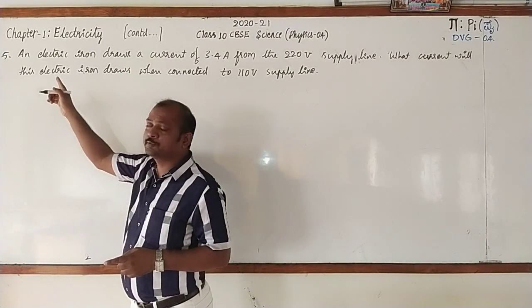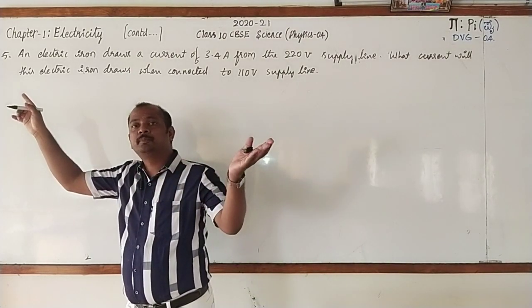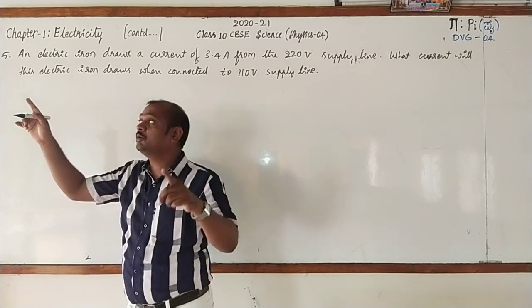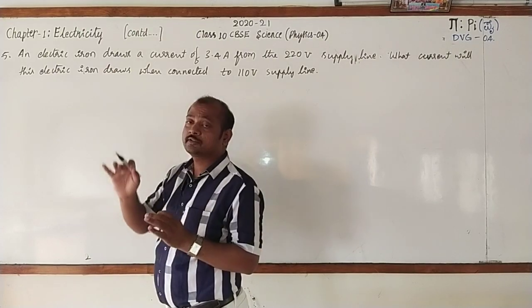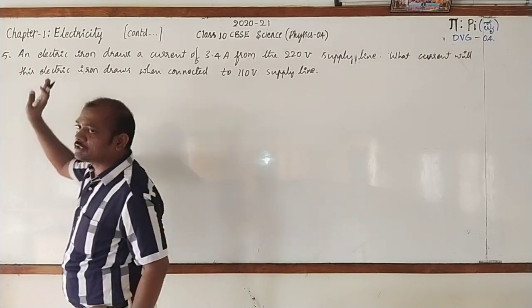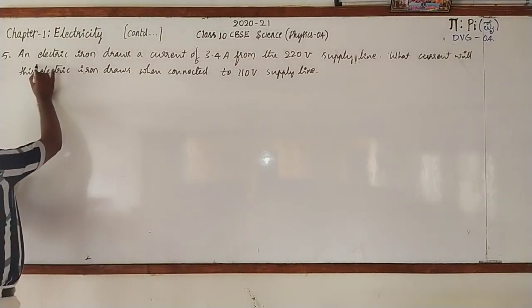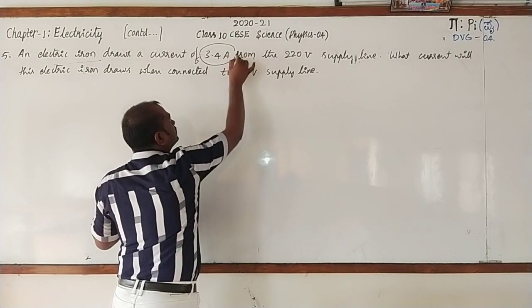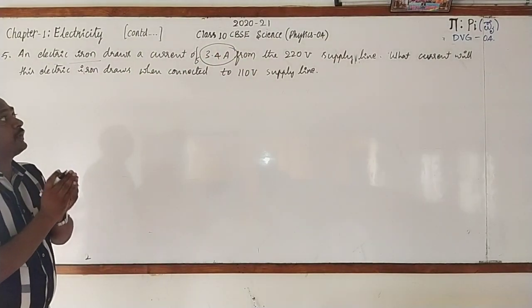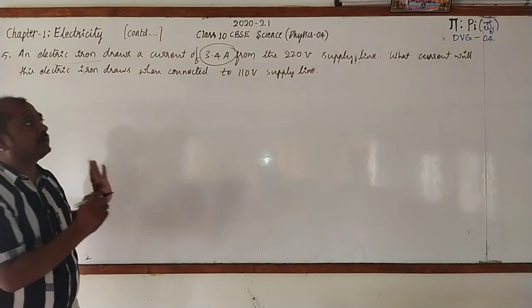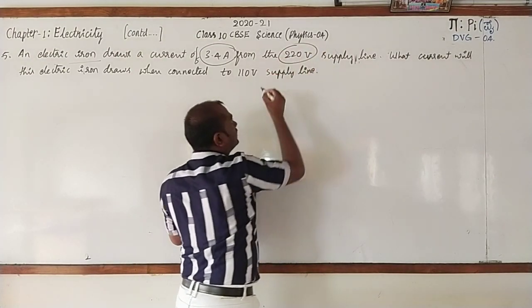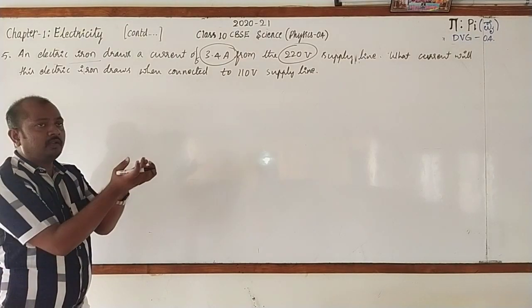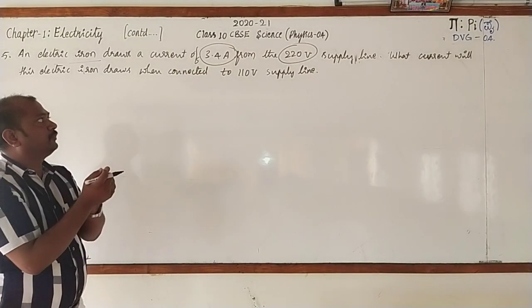Observe here. Again, we are moving to another problem. This is the fifth one. It is just like the previous one. There we had used an electric heater. Now here we are using an electric iron box. Go through the statement. An electric iron draws a current of 3.4 amps from the 220 volt supply line. When it is connected in the 220 volt supply line, how much current will it draw? It will draw 3.4 amps.